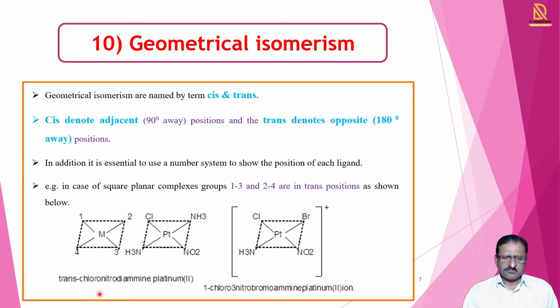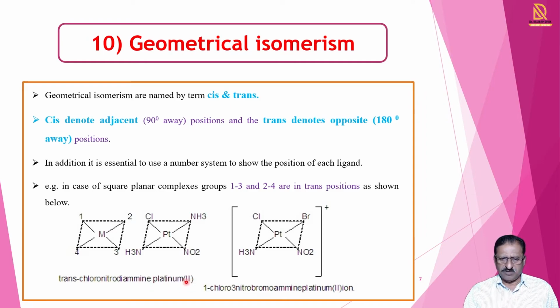The rest of the name is similar: we write chloro, nitro, diamine, platinum plus 2. Means in that there is one chloro ligand, one nitro ligand, and two amines present. So first we write the negatively charged ones. In that, one is chloro, the other is nitro. Alphabetically first is chloro, so we write chloro, nitro, then diamine, platinum plus 2.